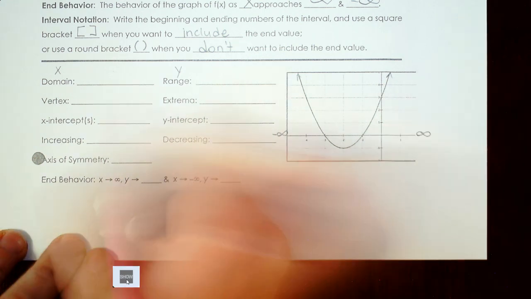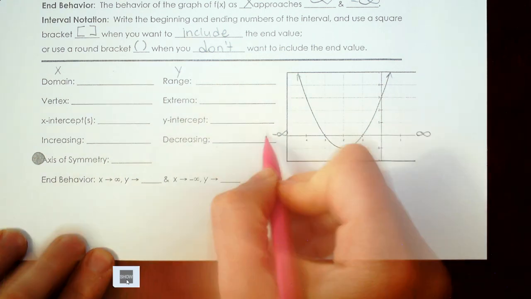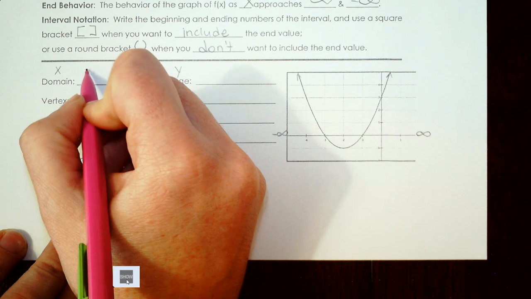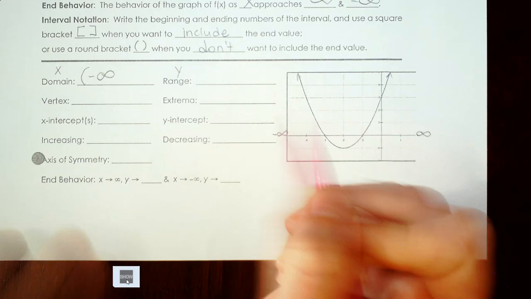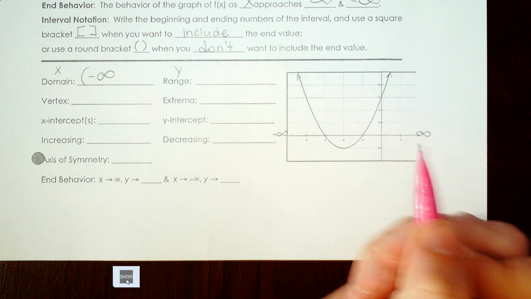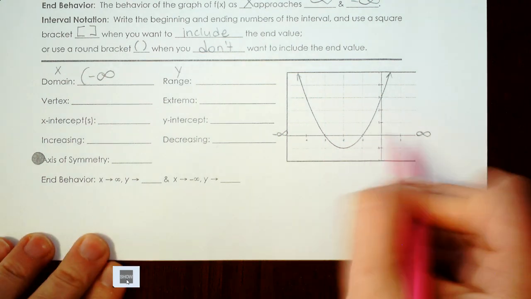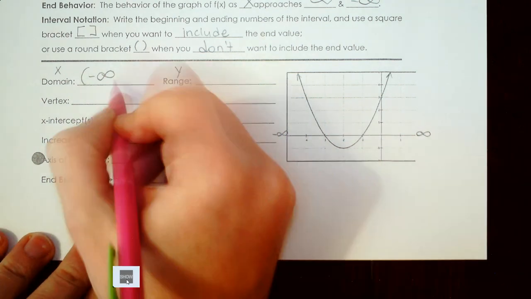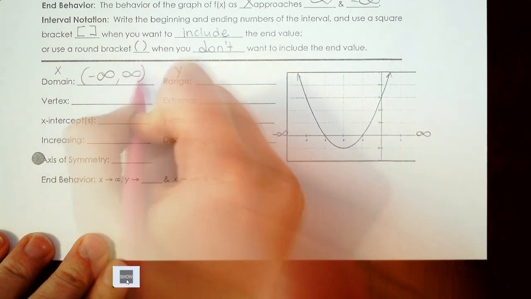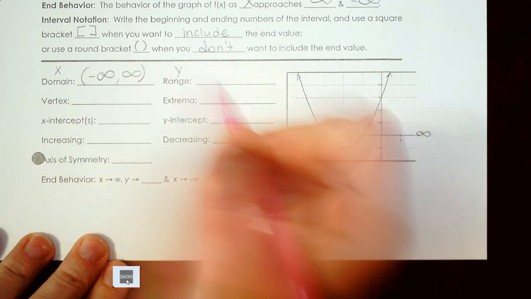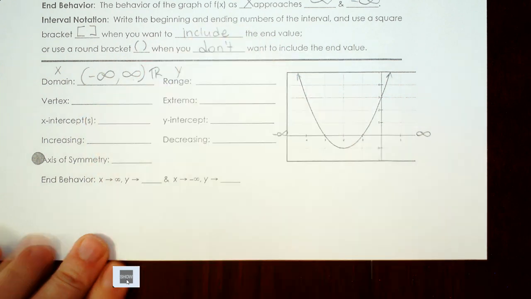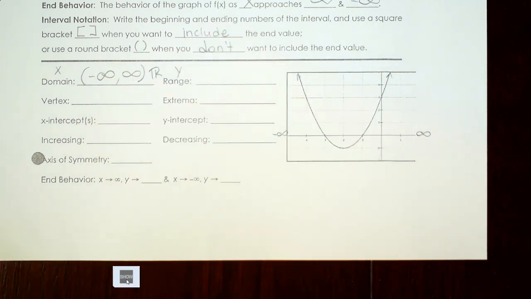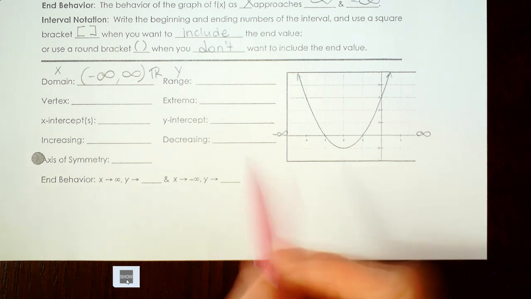So the domain then, how far to the left does it go? It goes all the way to negative infinity. And you can't include that, so you always put parentheses with the infinities. And how far to the right does it go? It continues all the way to positive infinity. And then the other way to write from negative infinity to positive infinity is all real numbers. A little simple.